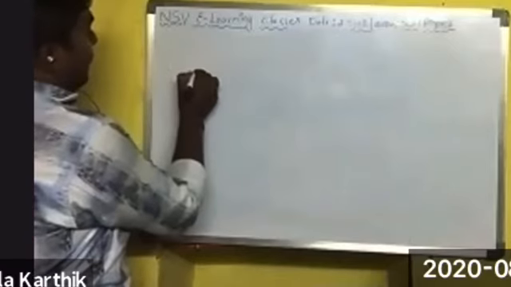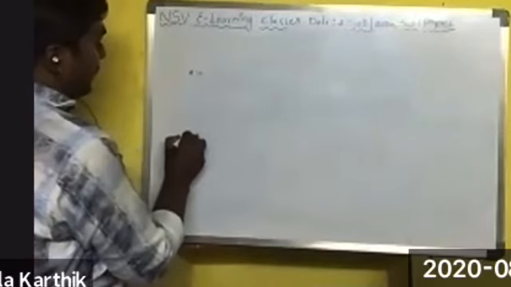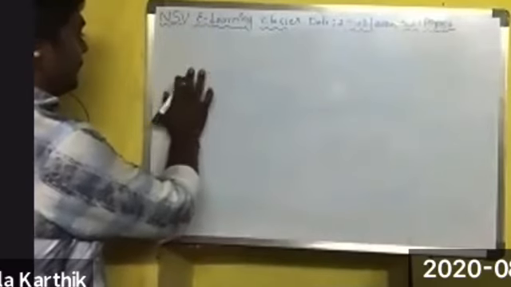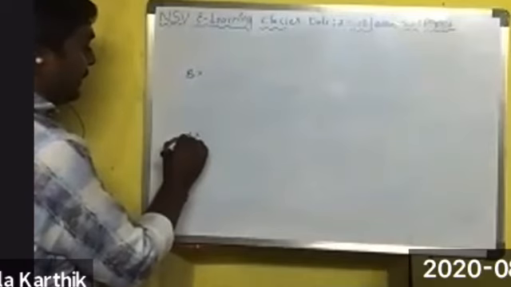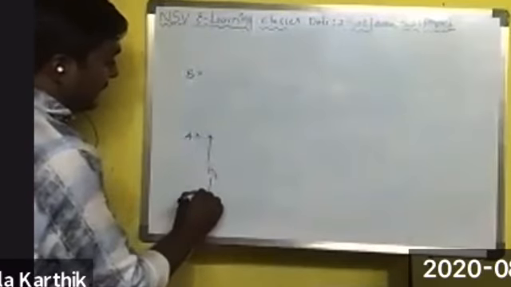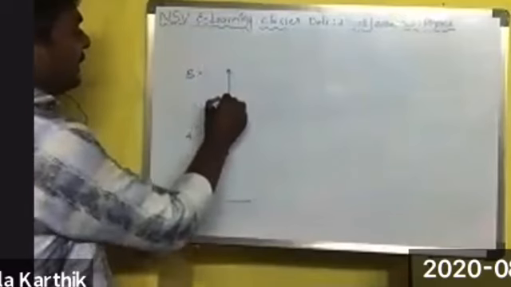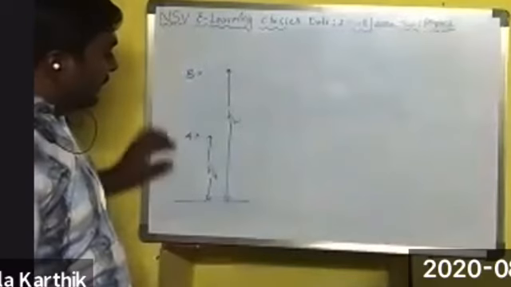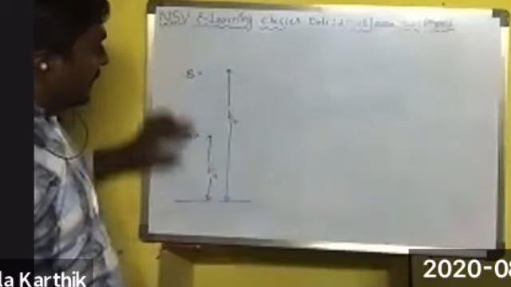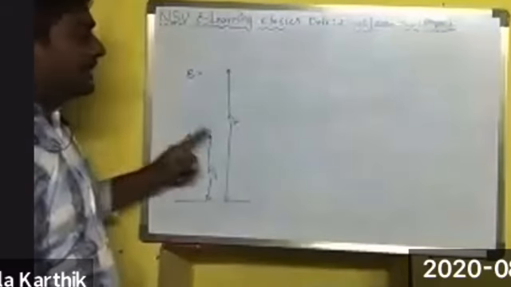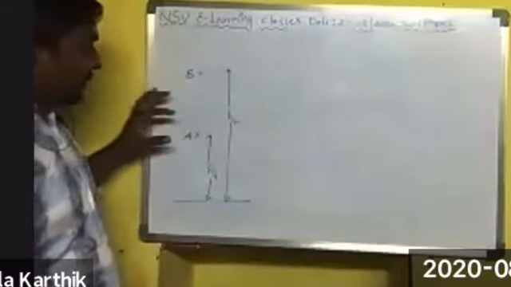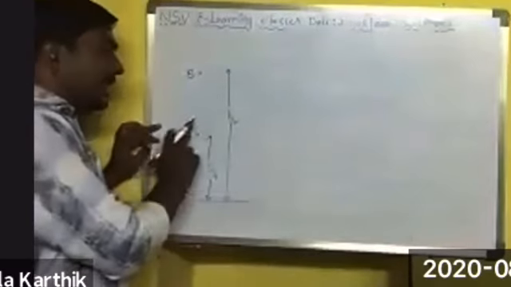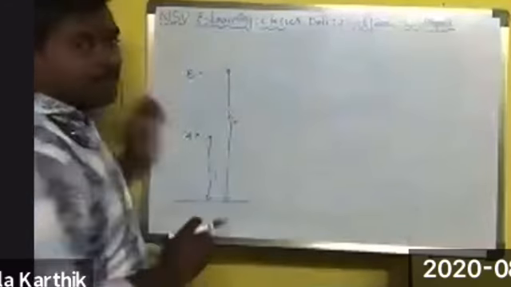Right, Nana. This is point A. This is point B. Point A and point B. Point A is at h1 height from the ground, and point B is at h2 height from the ground. Suppose it is 10 meters from the ground, it is 20 meters from the ground, like that. So point A is at h1 meters of height from the ground, and point B is at h2 height from the ground, Nana.